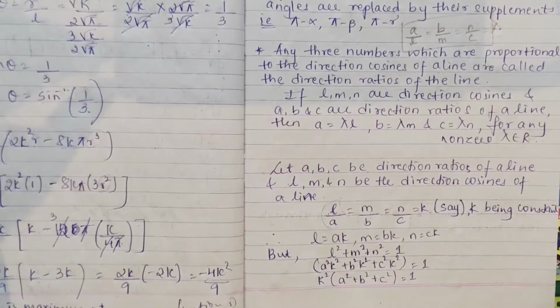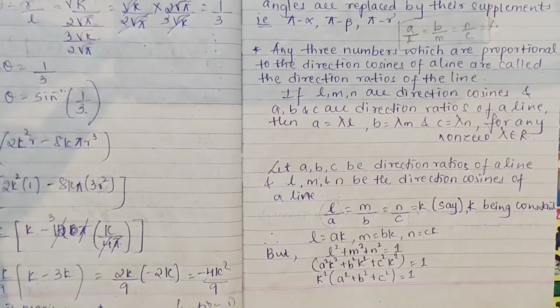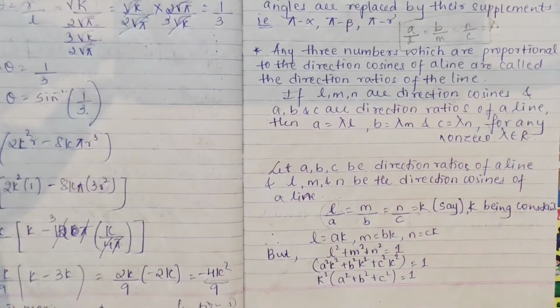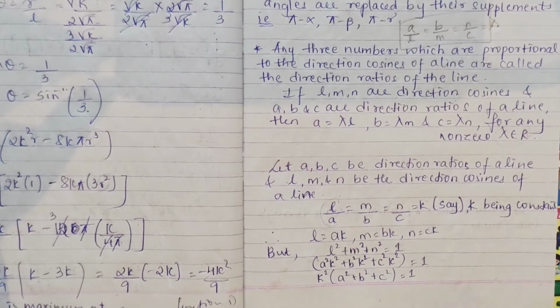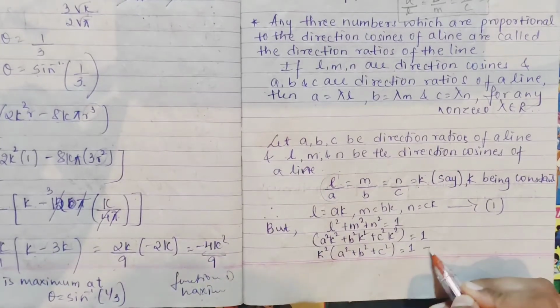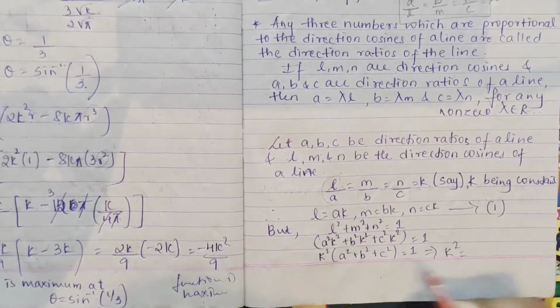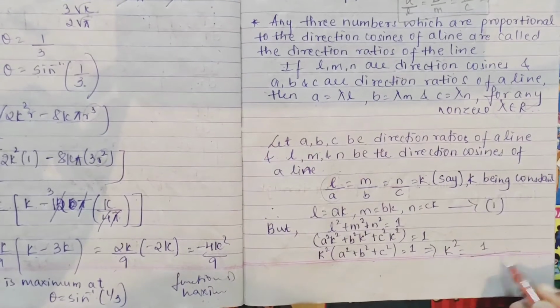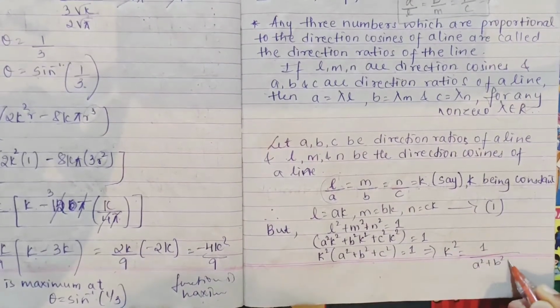Just pause the video to note it down. Take this as equation 1. So then your k square, what will it become? k square will be 1 divided by a square plus b square plus c square.